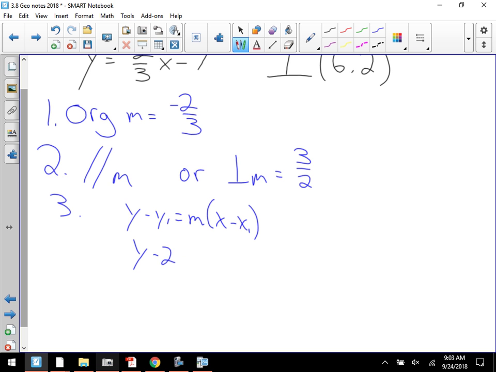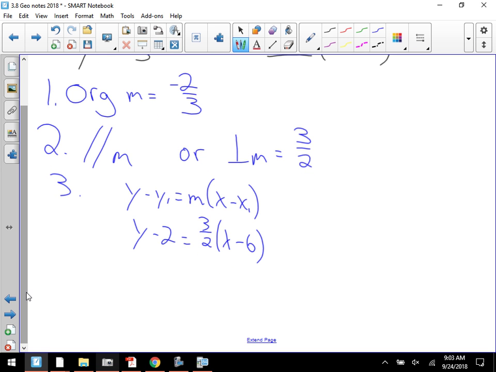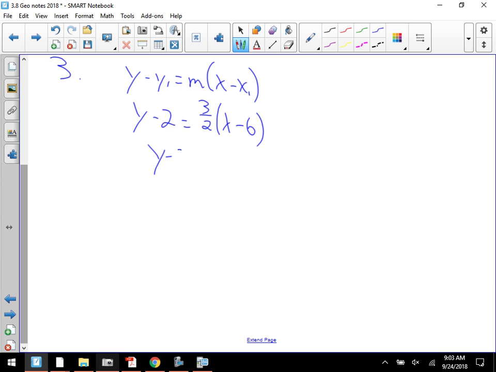Y minus 2 is 3/2 x minus 6. Press a couple buttons on the calculator when you're moving stuff around. I think you get 9. So it's y minus 2 is 3/2 x minus 9. And then how do you move the negative 2? Add it over. Very good. We get y equals 3/2 x minus 7. And you're done.